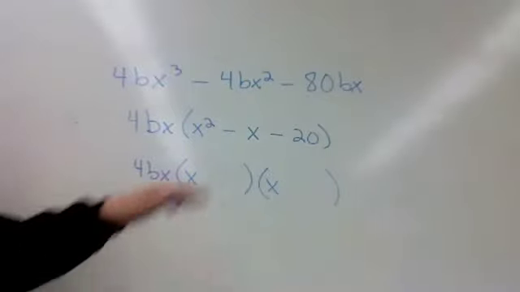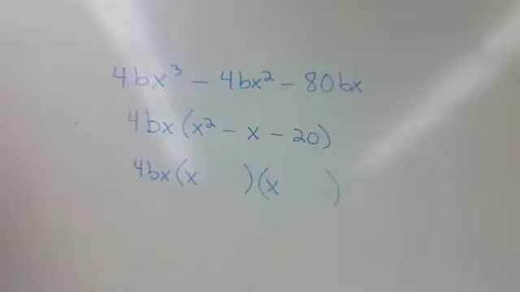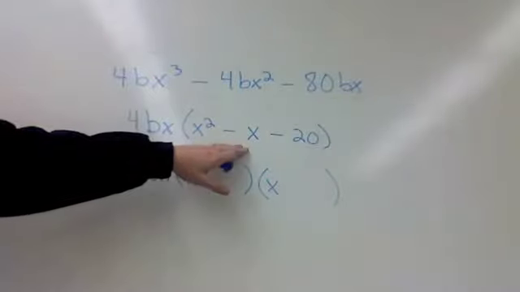Now, 20 is going to factor out several different ways. It's 20 and 1, 10 and 2, 5 and 4. And when we look at which one of those is going to give us 1 here, we see that 5 and 4 is probably going to be our best answer. So we're going to put a 5 here and a 4 here.